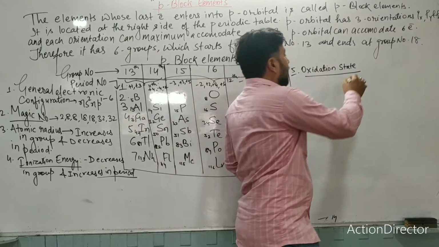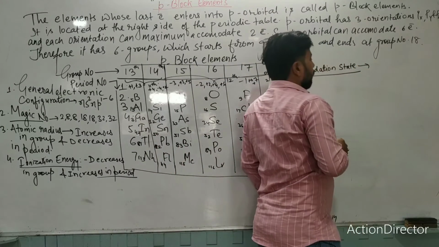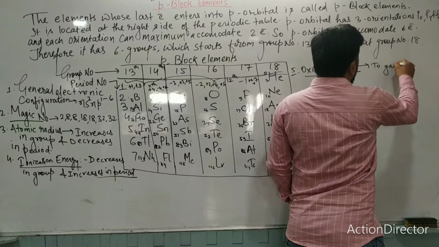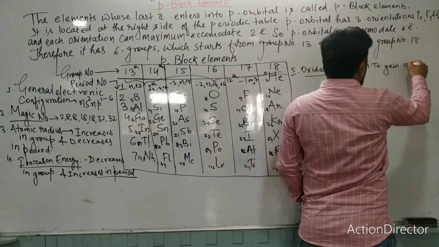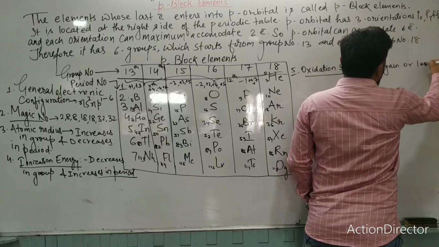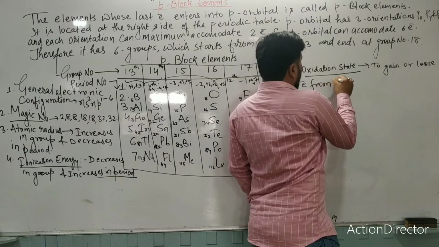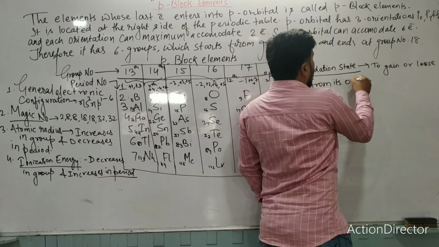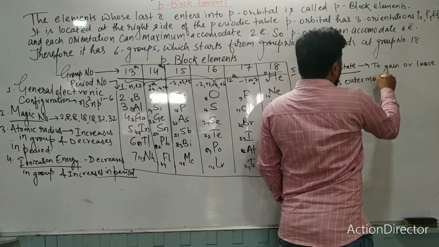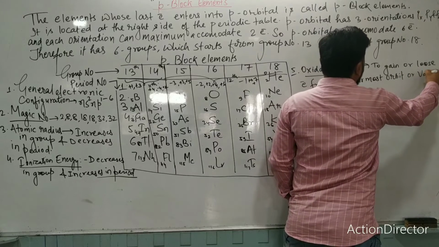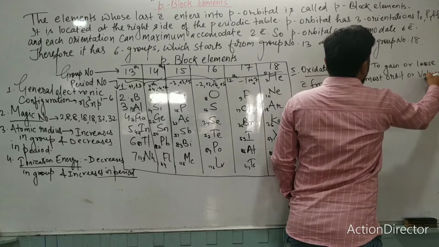So oxidation state means to gain or lose electrons from its outer orbit, from its outermost orbit, which is also called valence shell.